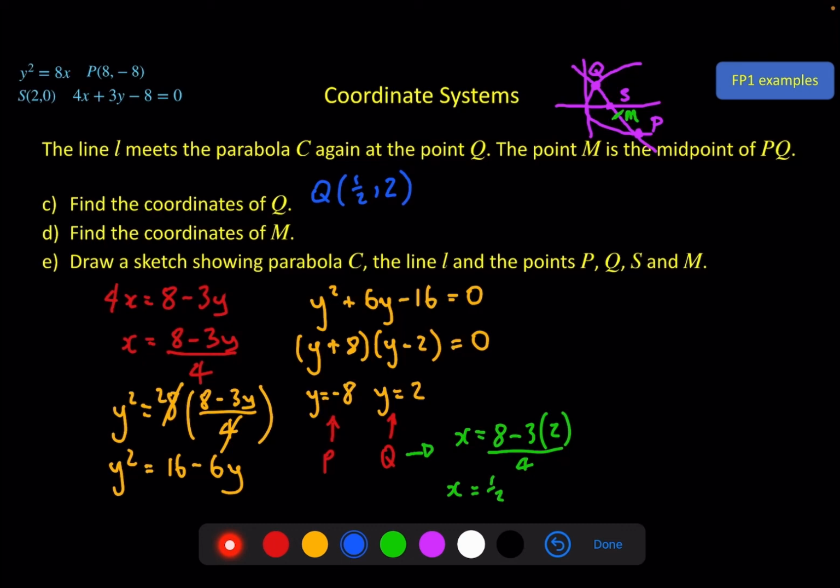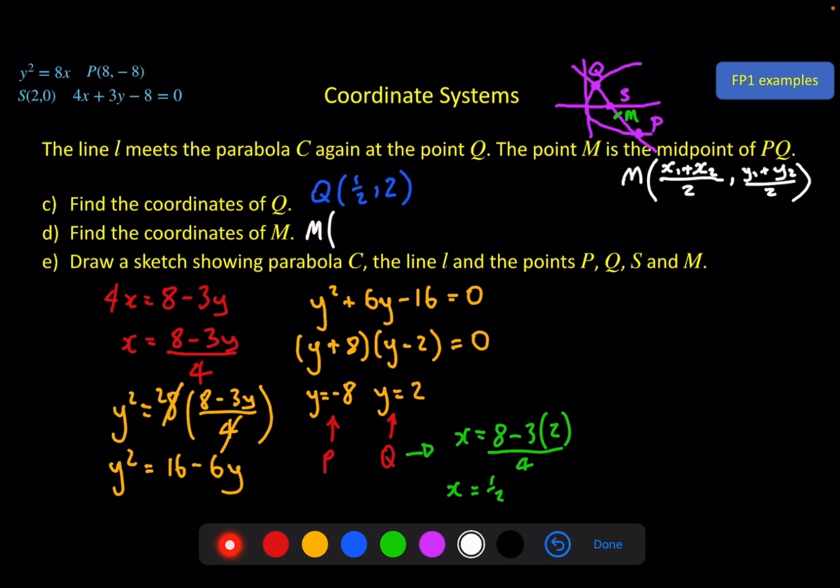Part D then becomes quite straightforward. Find the coordinates of M, the midpoint between P and Q, so long as you can remember how to find the midpoint of two endpoints on a line segment, you're okay. To do that, we find the x coordinate by finding the average of the endpoint x coordinates, x1 plus x2 over 2, and the same for the y coordinate of the midpoint. We just average the y coordinates of the two endpoints. And I know the two endpoints. We know Q is this, and we know P is this.